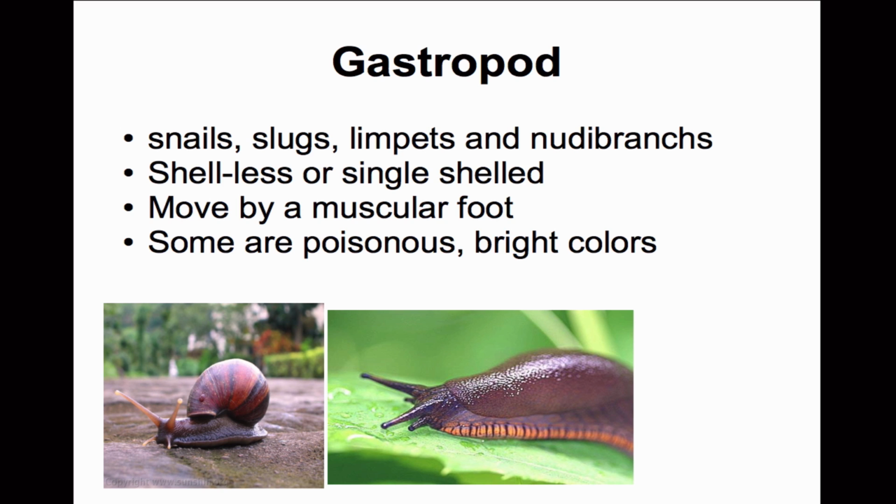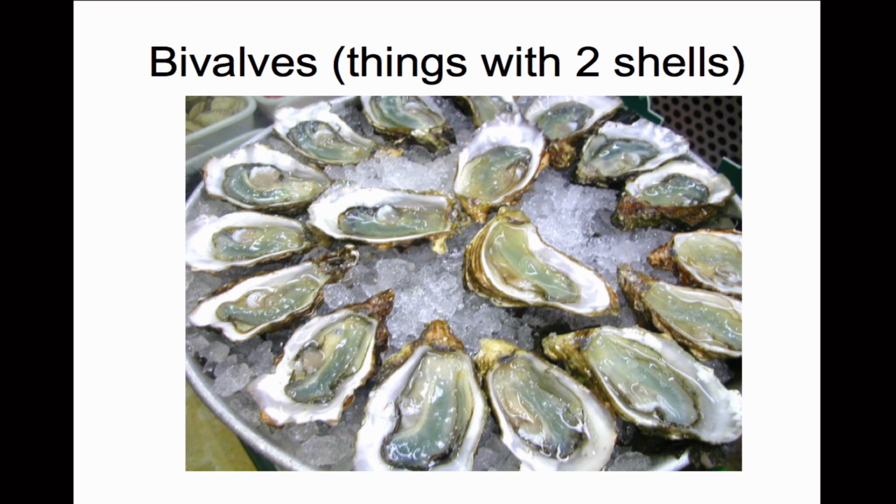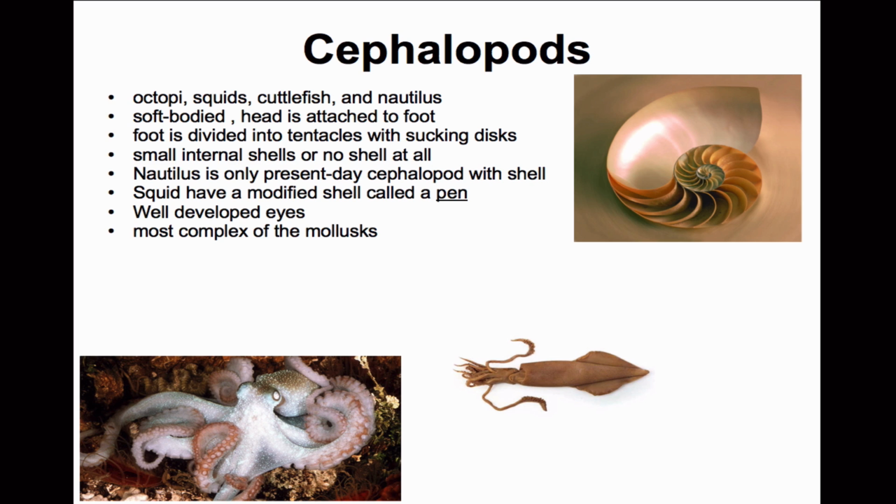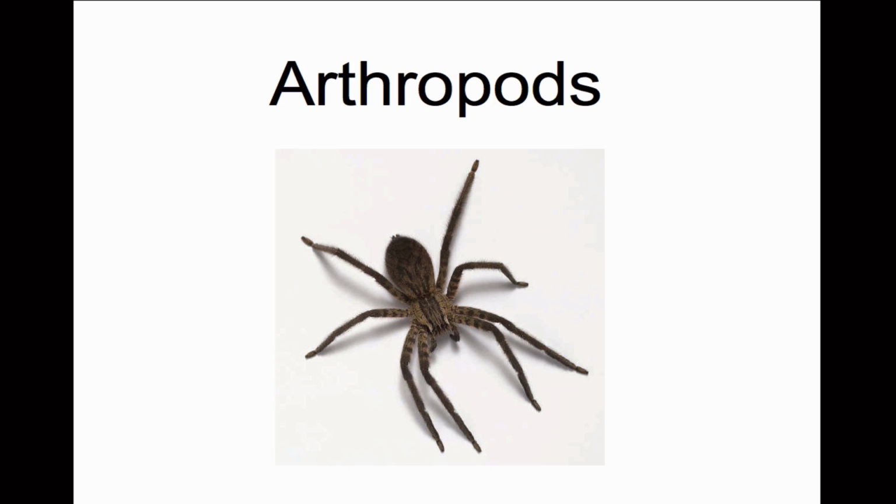So gastropods are the snails, the slugs, the limpets, and the nudibranchs. Bivalves are mollusks that have two shells. And then we have the cephalopods, and these are the octopi and the squids. They have a soft body, and their foot is divided into tentacles. So the cephalopods, we see actual tentacles. And the squid have a modified shell. It's called a pen, but it's internal rather than external. Cephalopods have well-developed eyes, and they're the most complex of the mollusks.